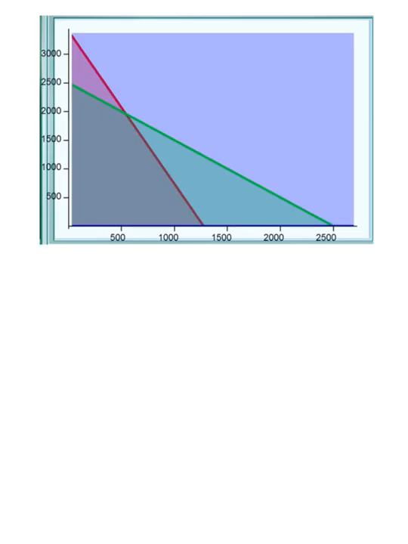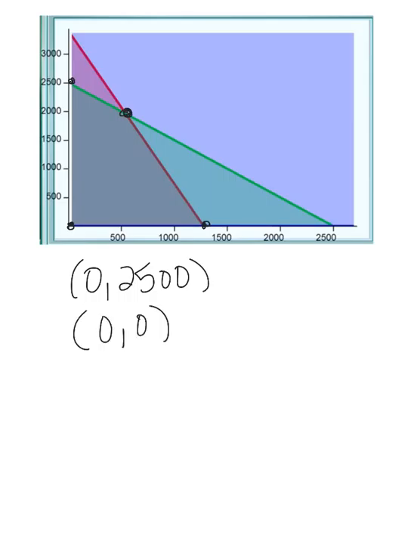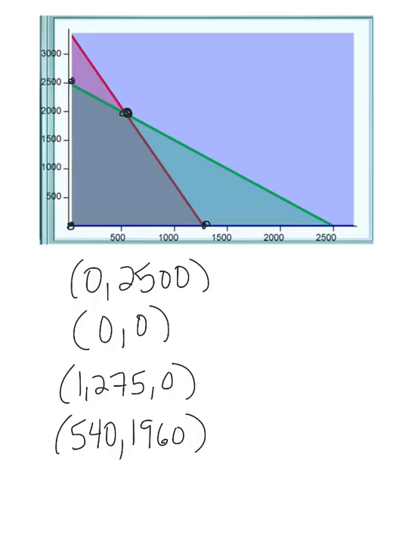Let's talk about where these inequalities all intersect. So we've got some points again. Here is our feasible region, with those as our boundary points. So we've got the point 0, 2,500. We have the point 0, 0. We have the point 1,275, 0, which we'll talk about how to get. And then the point of intersection that you see is 540, 1960, which we're also going to talk about how we got.